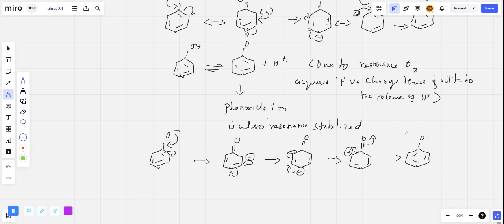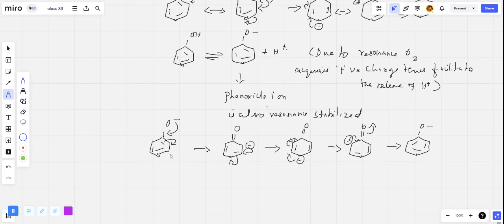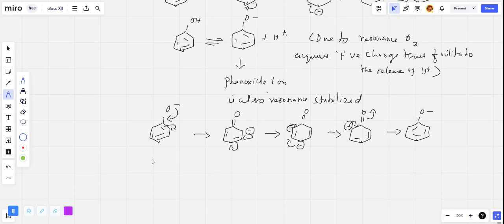So both phenol and phenoxide ion are resonantly stable, but due to the charge separation, due to the polarity, phenol is less stable than the phenoxide ion. So it readily releases H plus. Releasing H plus means it has an acidic character. So phenol is more acidic than alcohol.